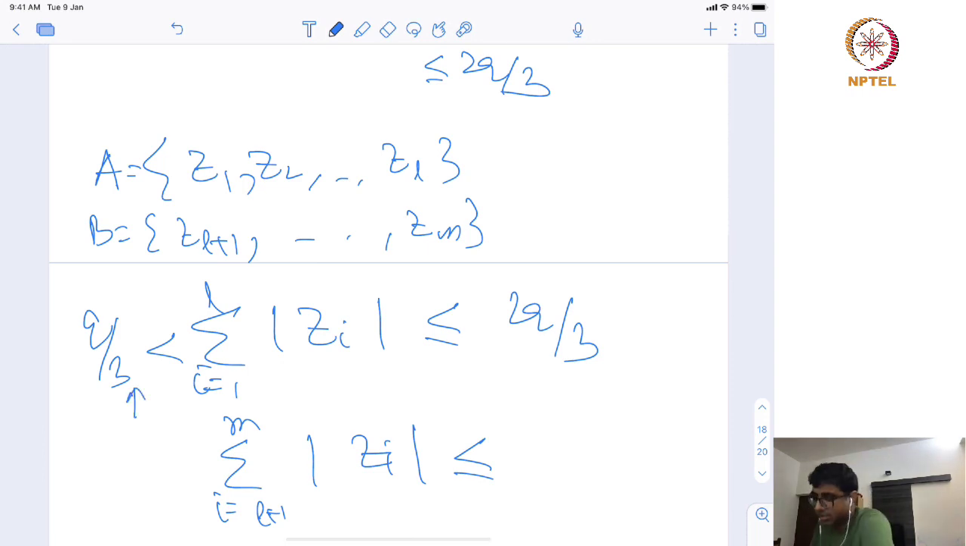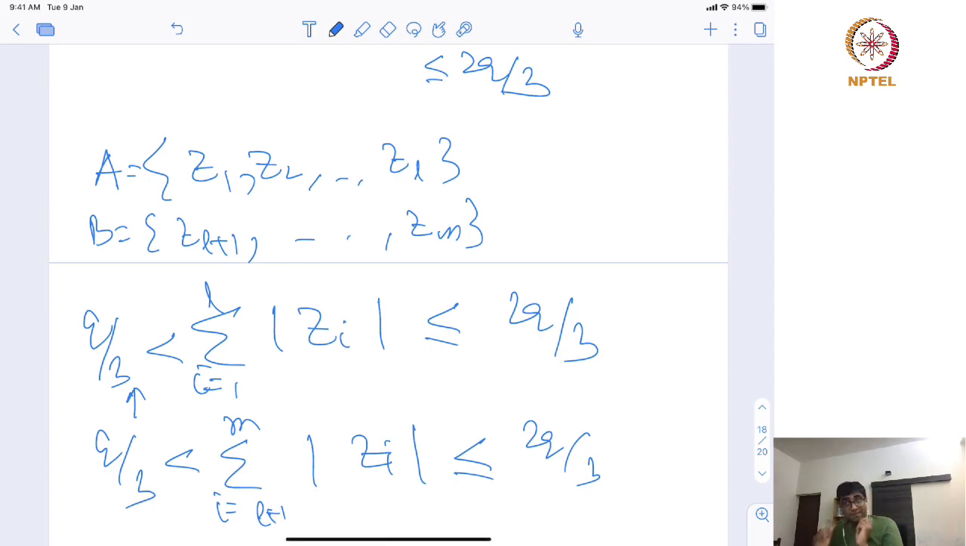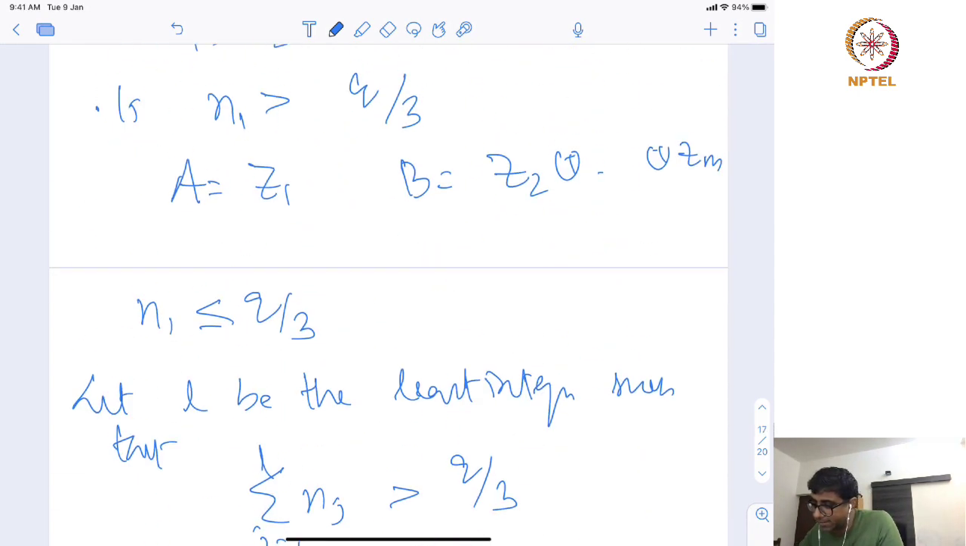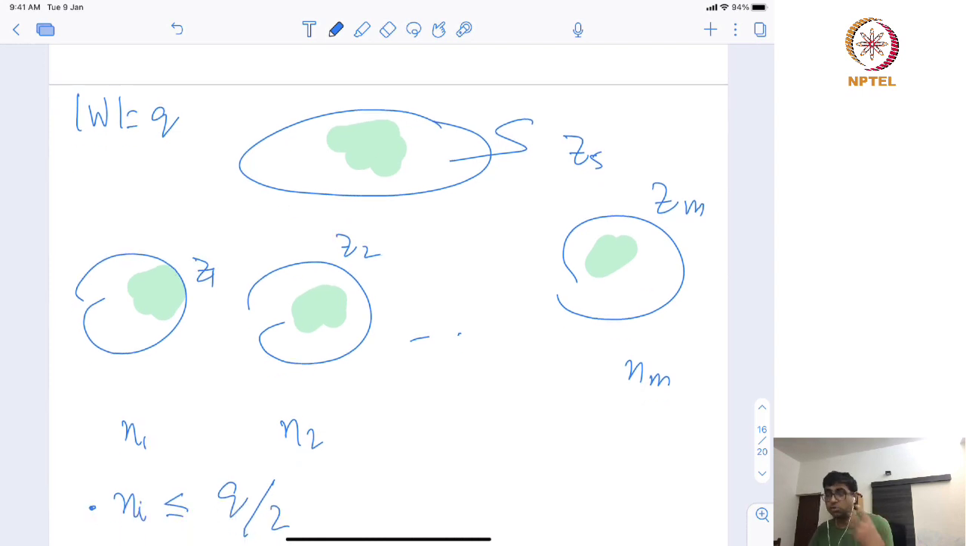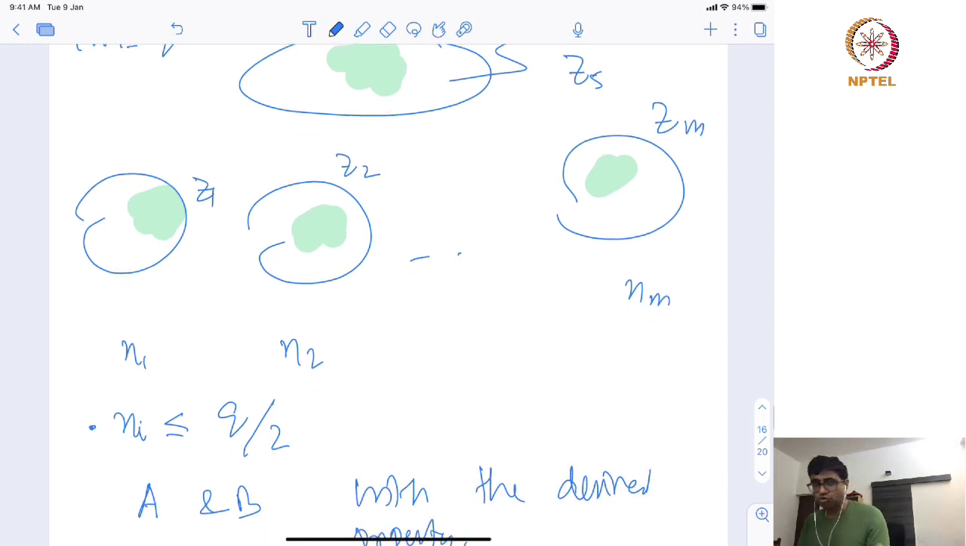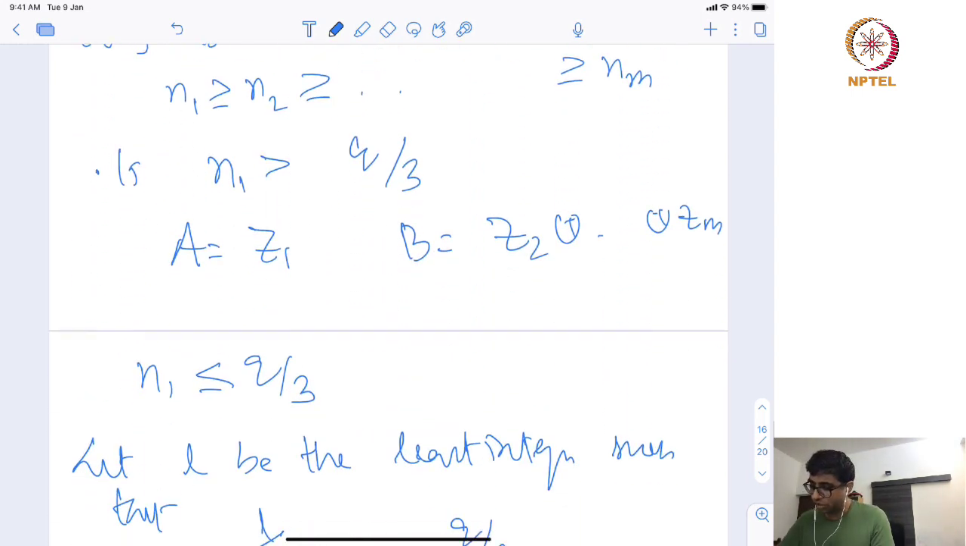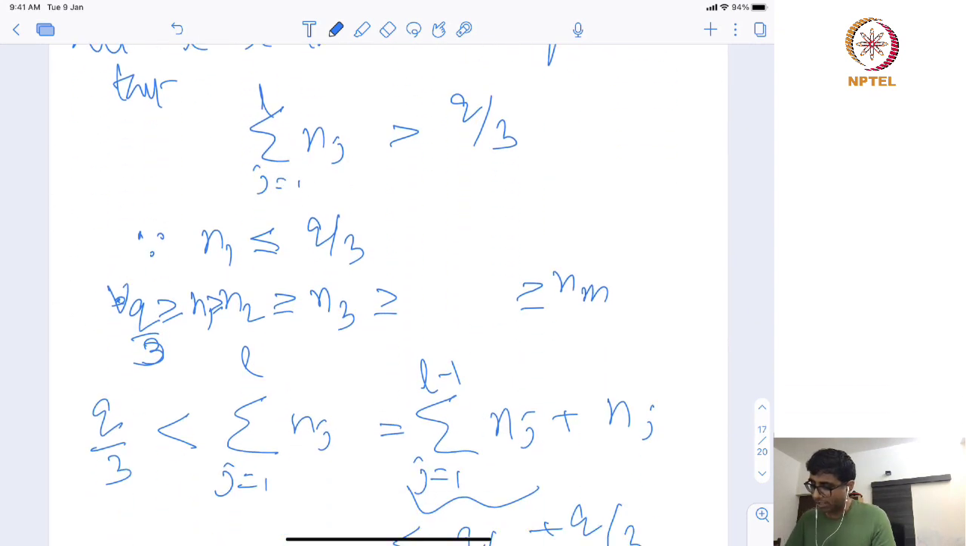This quantity is at least q over 3. So this is at most 2k over 3, and since it is at most 2q over 3, this is at least q over 3. So in fact, if we have a separator S with the property that if I delete it, every piece contains at most half the vertices of W, then there exists a partition of the vertices not contained inside S into two parts, each of size at most 2q over 3.